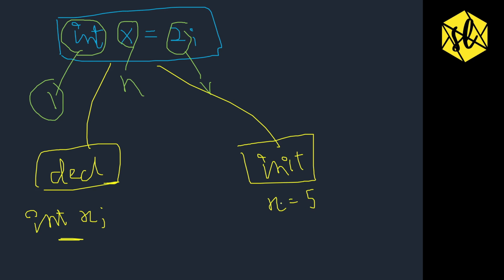So basically a variable declaration has two parts. First one is declaration and second part is initialization. Same goes for arrays too. Now let's see how. We have a topic of 1D array.